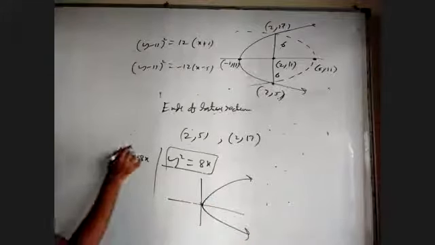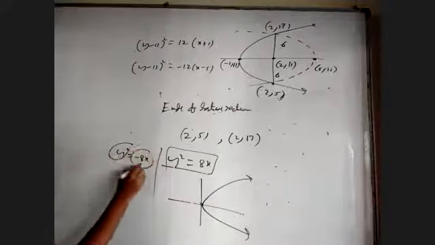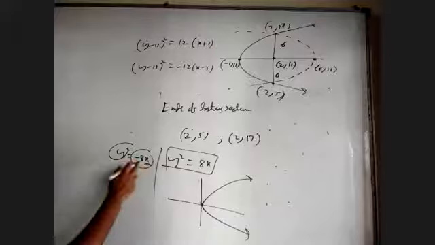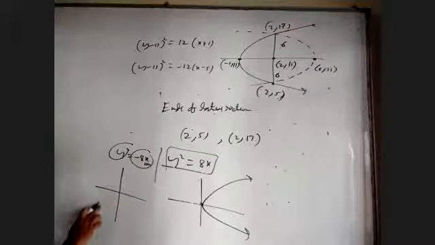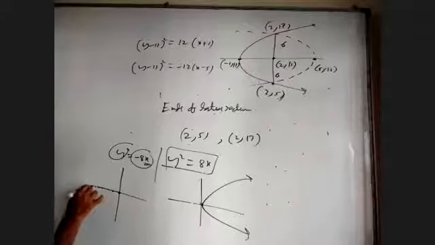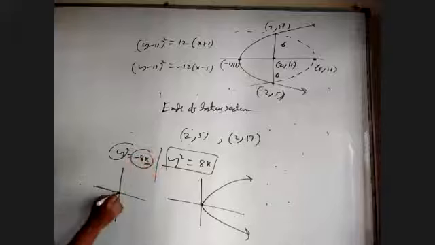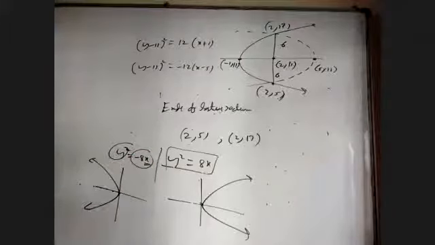Whereas coming to this, because y² is positive, -8x should be positive, so x should be negative. Then only it will be positive. So if x is negative, the graph will be only in the second and third quadrants. At 0, it is 0. When you take x = -1, -2, -3, -4, this will keep on increasing, and this is also symmetrical about the x-axis. Is it clear? Yes, sir.